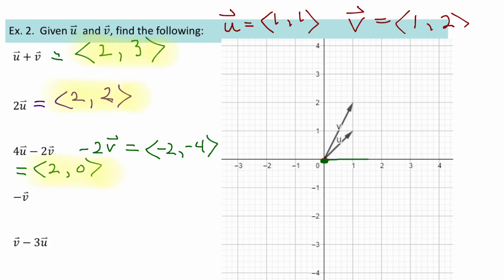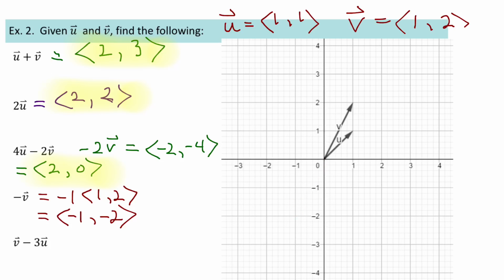Alright, so let's talk about negative V. So that's essentially negative 1 times the vector 1, 2. Okay, so it's just changing it to negative 1, negative 2. So if I draw it on there, it's just going to be down here at negative 1, negative 2.